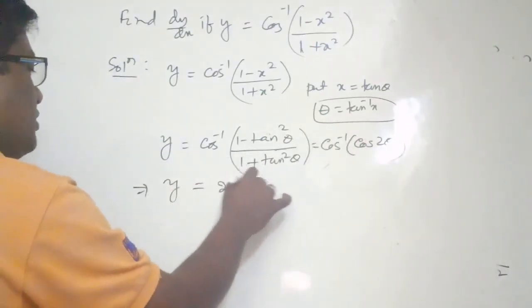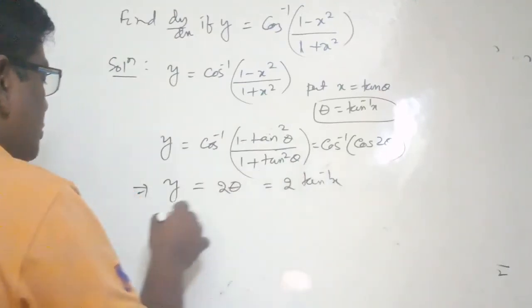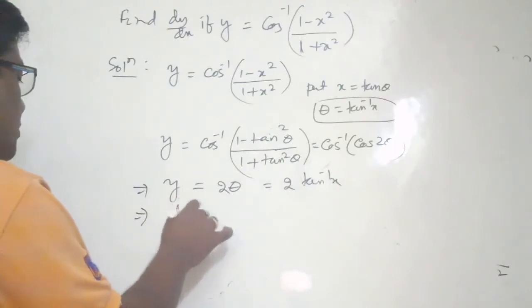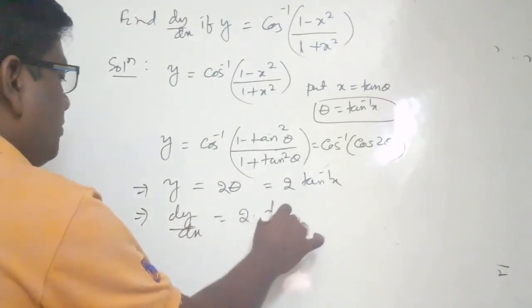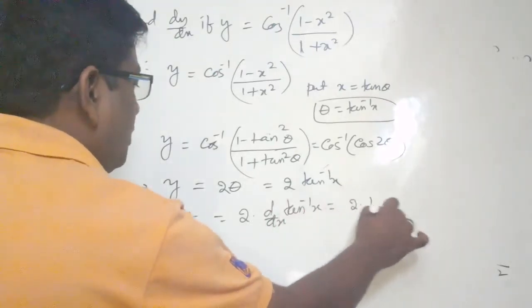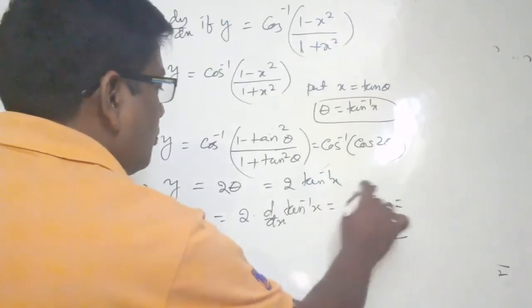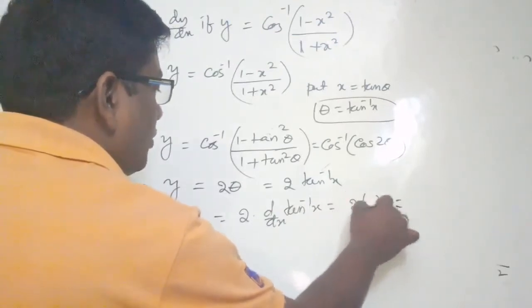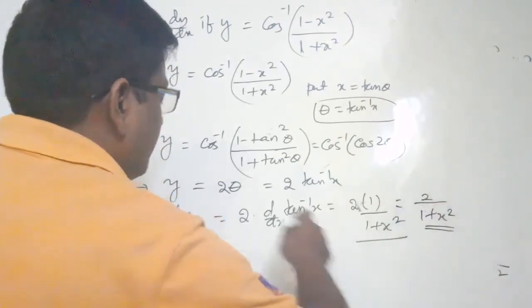Theta means tan inverse x. So dy by dx is equal to 2 into d by dx of tan inverse x. This is equal to 2 into 1 by 1 plus x square. This is your answer: 2 by 1 plus x square.